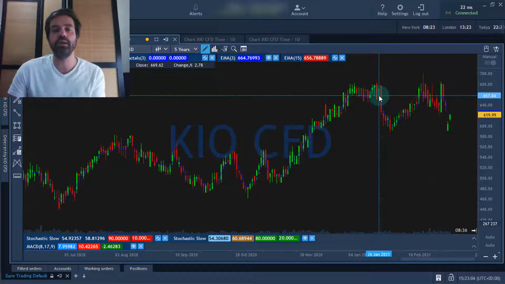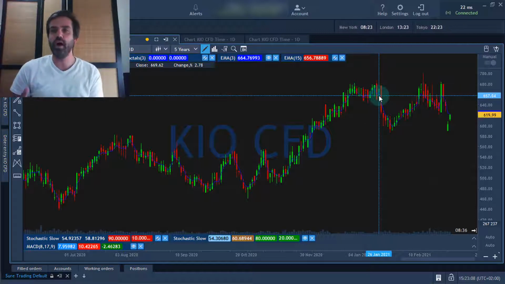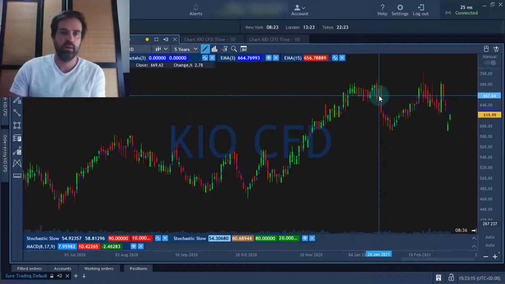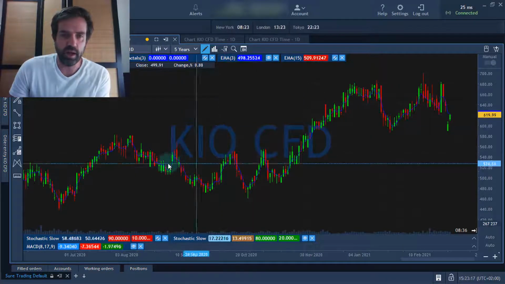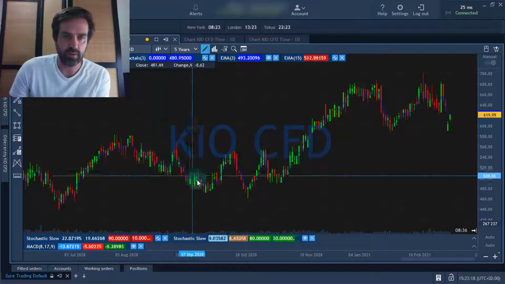So that's an exponential moving average. And what an exponential moving average does, it helps to smooth out the movement of the price so that you can see what trend the market is in. This is a very fast moving average, so it's very similar to the price.